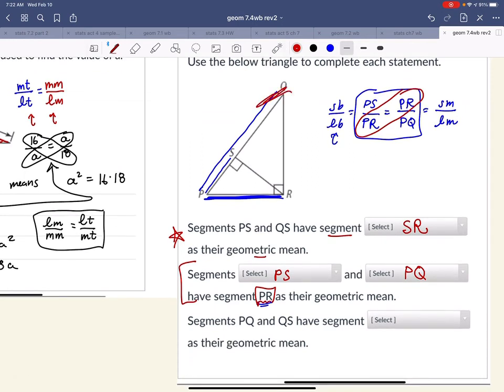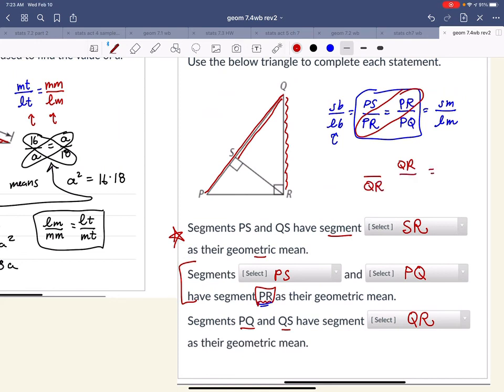Last one. Segments PQ and QS have what as their geometric mean? So let's start with PQ. So that's the long side of the mom, right? And QS. Okay, so that looks just like the last one, so just kind of following the same pattern. QR would be their geometric mean, and we could set that up. It's just like doing the same thing but to the other side. Would QR be set up?